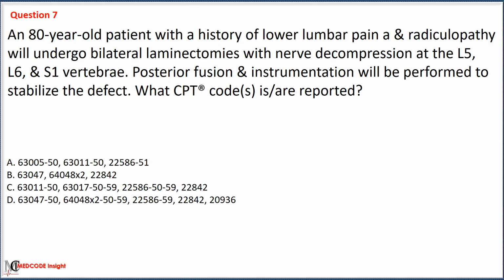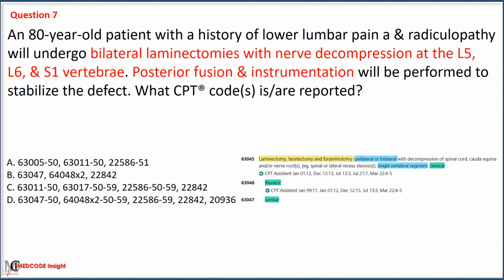Option A with code 63005 along with modifier 50, 63011 along with modifier 50, 22586 along with modifier 51. Option B with code 63047, 63048 into 2, 22842. Option C with code 63011 along with modifier 50, 63017 along with modifier 50 along with modifier 59, 22586 along with modifier 50 and 59, 22842. Option D with code 63047 along with modifier 50, 63048 into 2 along with modifier 50 and 59, 22586 along with modifier 59, 22842, 20936.